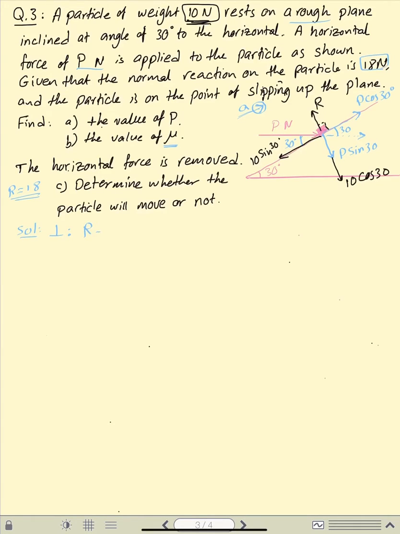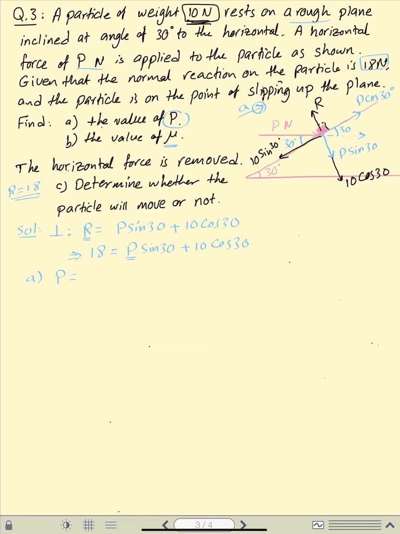R is equal to P sine 30 plus 10 cosine 30. Since we are given R is 18, directly replace it by its value. So this implies that 18 is equal to P sine 30 plus 10 cosine 30. So one equation with one unknown that he wants in part A. So directly we're calculating using the calculator.